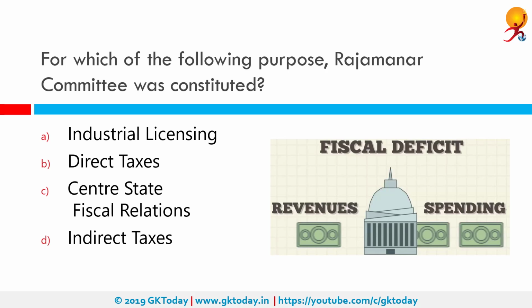For which of the following purposes was the Rajamannar Committee constituted? The correct answer is Centre-State fiscal relations. A Centre-State Relations Inquiry Committee was set up by the then DMK government of Tamil Nadu on 2nd September 1969 under the chairmanship of Dr. P.V. Rajamannar to consider the entire question regarding the relationship that should subsist between the centre and the states in a federal setup.